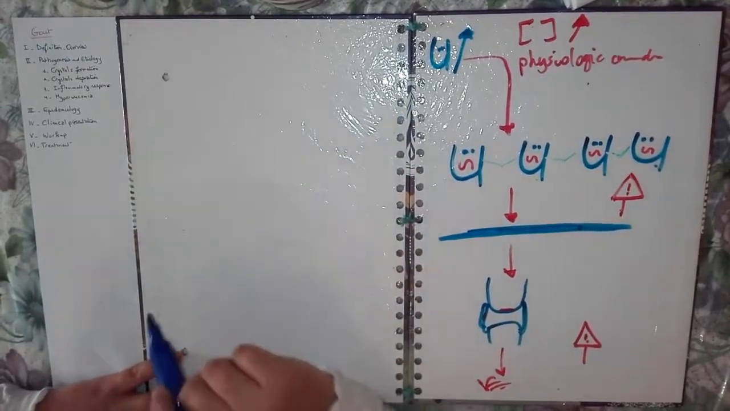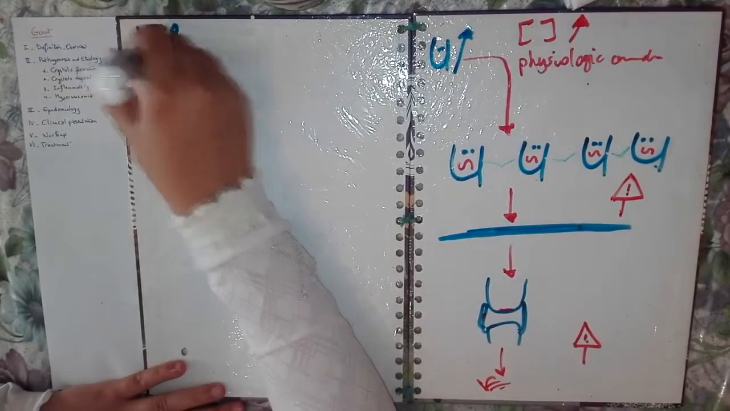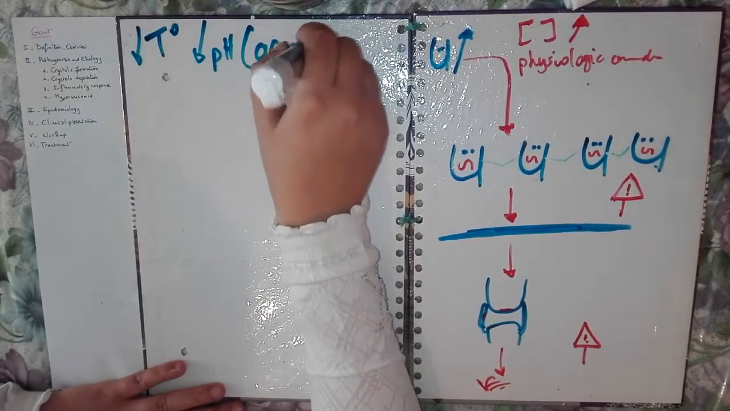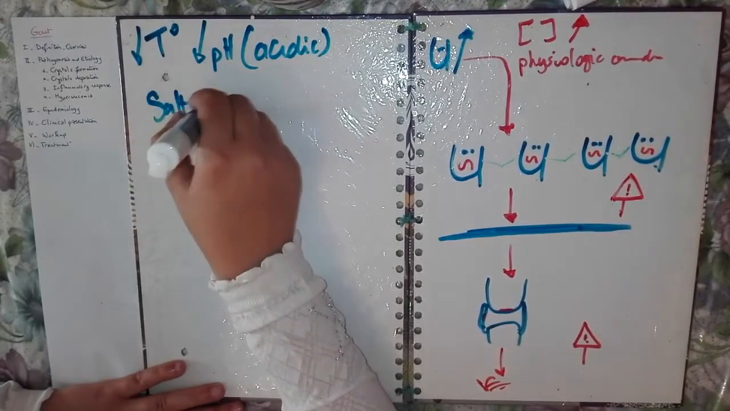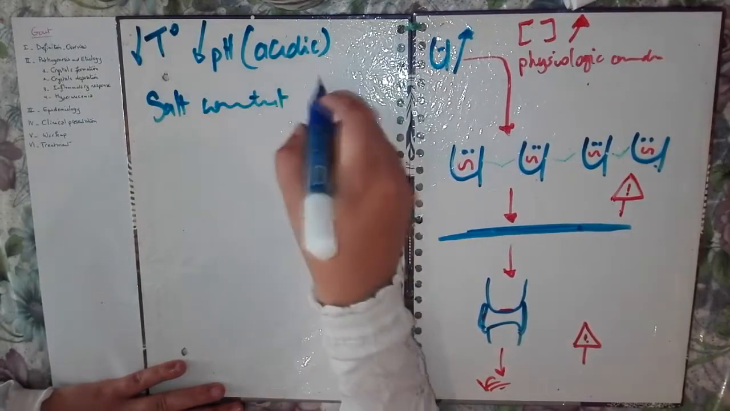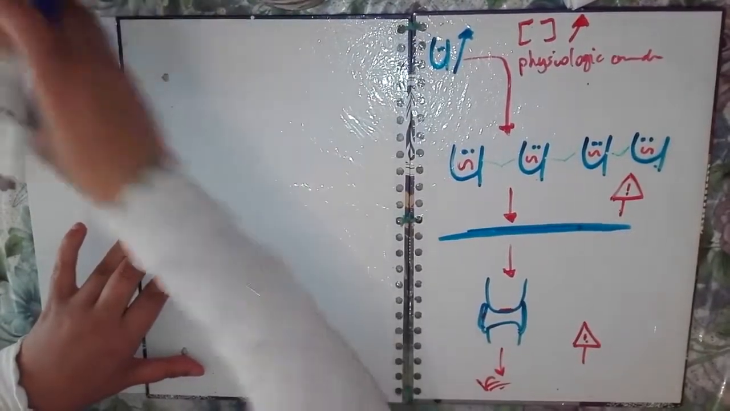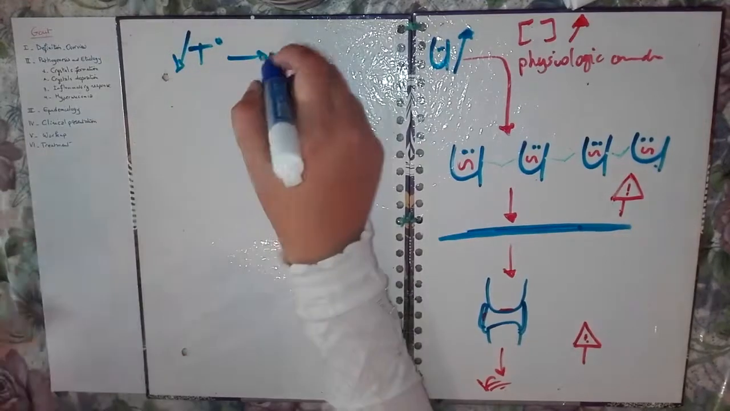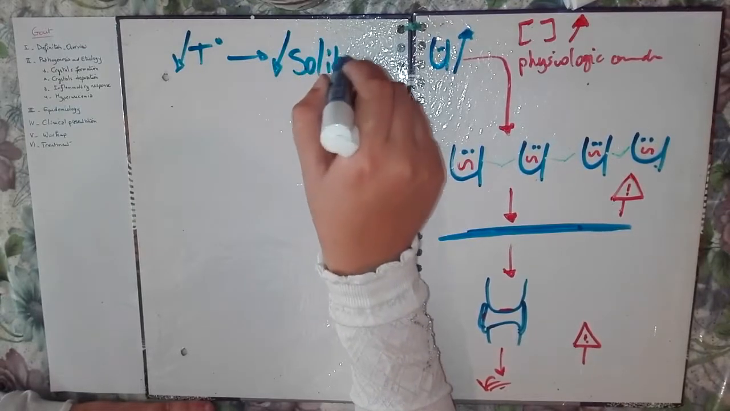There are important factors that we are going to discuss: low temperature, low pH, which means an acidic environment, the salt content, and vibration. Now, in low temperature, there will be a decreased solubility of uric acid.